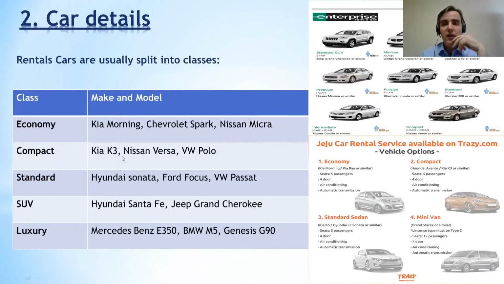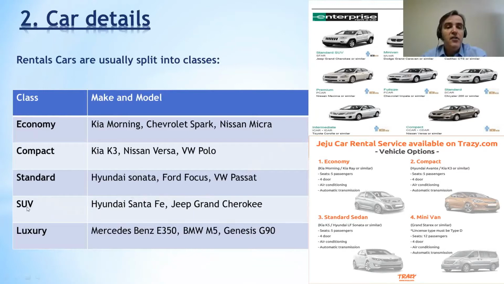So compact cars are next. This one's a Hyundai Avante. So maybe things like Kia K3, Nissan Versa, Volkswagen Polo. Those are examples. Slightly bigger than the economy cars, but not as big as some of the other ones. We've got some examples of standards. Hyundai Sonata. My wife has one of these. Ford Focus, very popular in the UK and Europe. Volkswagen Passat. These are a little bit bigger again. Then we have our sports utility vehicles. A good example would be the Hyundai Santa Fe, or the Jeep Grand Cherokee.